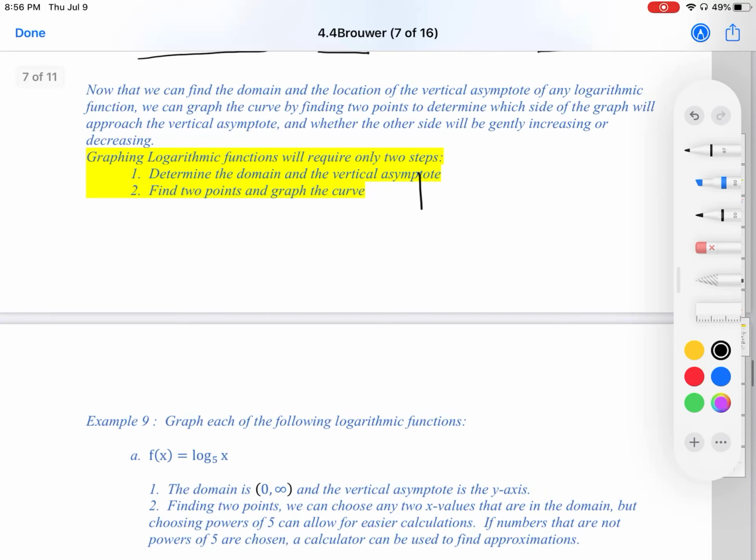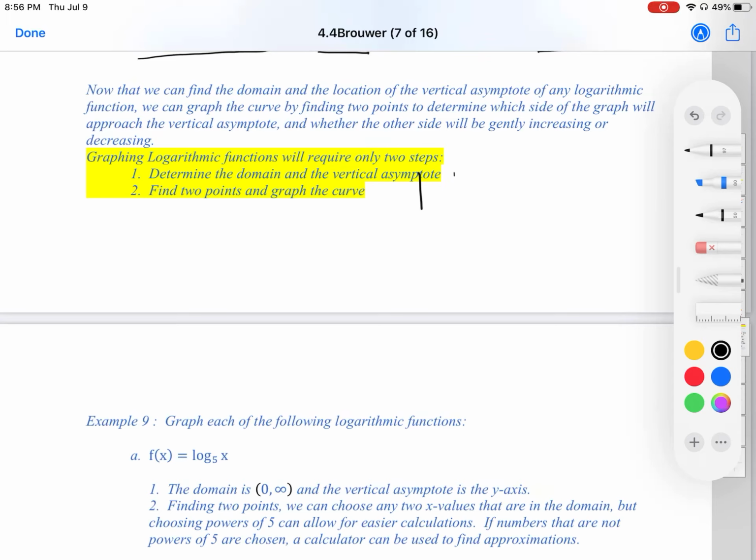Now that we can find the domain and the location of the vertical asymptote of any logarithmic function, we can graph the curve by finding 2 points to determine which side of the graph will approach the vertical asymptote and whether the other side will be gently increasing or decreasing.